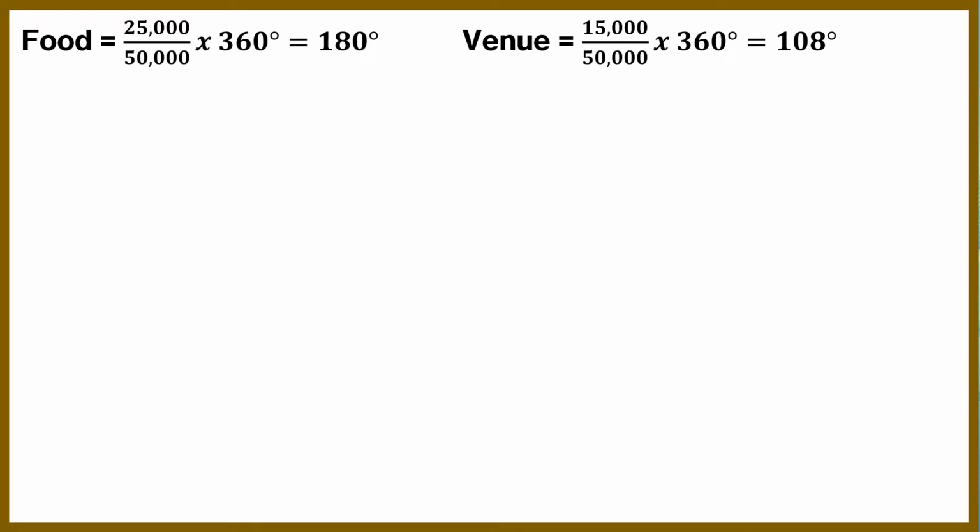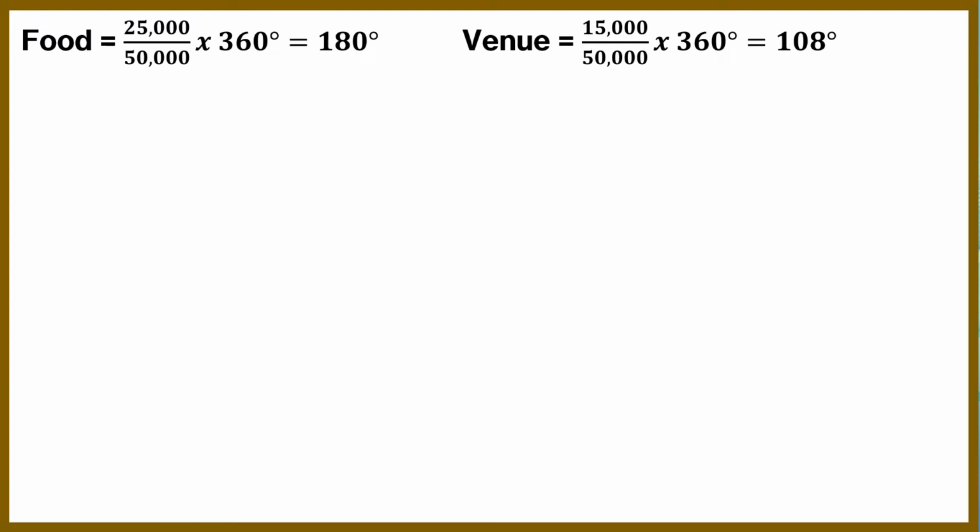Why do we multiply by 360? Because one full measure of the circle is 360 degrees. Okay? So, 25,000 divided by 50,000 multiplied by 360 is equal to 180 degrees. So, the 180 degrees is the measure of the angle of the portion for food.